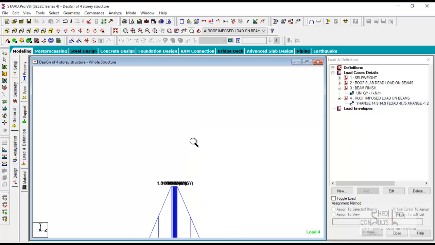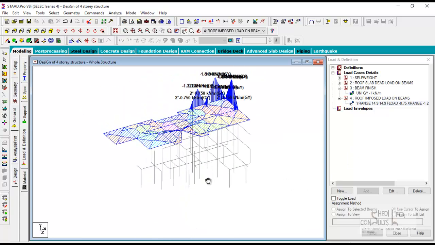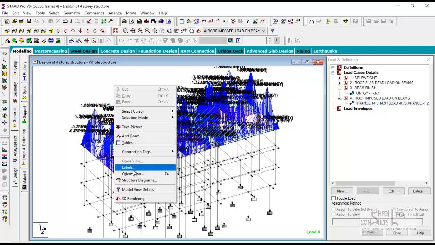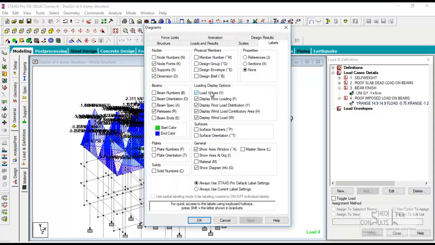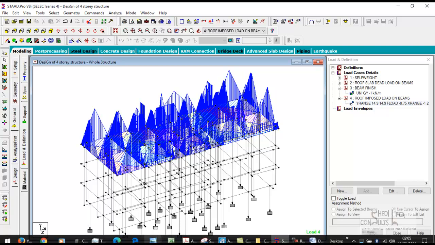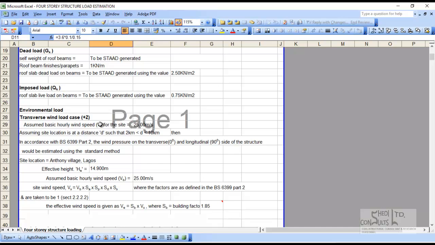Okay, so let's go back to the entire structure. You can always remove the label, load values. So we finished with the roof level. We move next to the 3rd floor. Let's make sure we haven't omitted anything. The next step to do on the 3rd floor is the environmental load, the wind load.